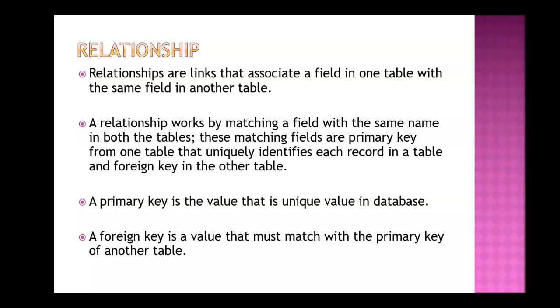Foreign key. A foreign key is a value that must match the primary key of another table. That means the primary key is used in a table to make the record unique, but when that primary key is used as a secondary key in another table, that is called the foreign key. We will try to understand this with the help of an example.